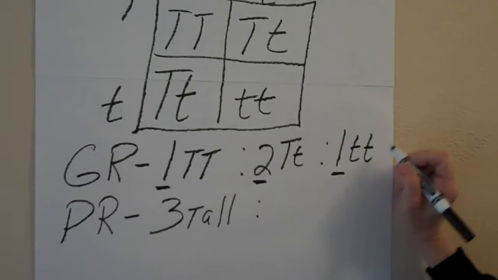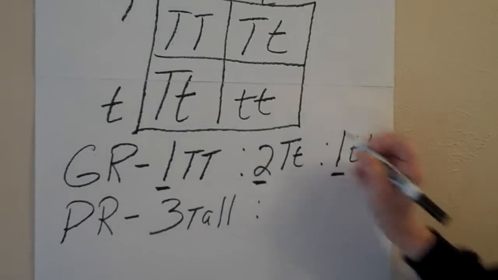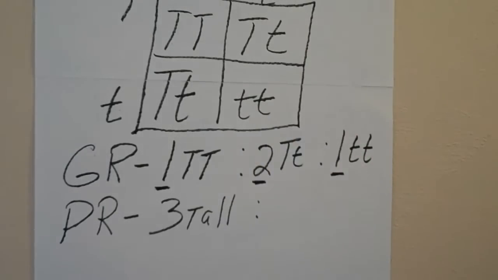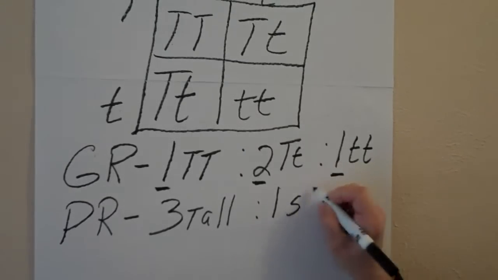Our recessive phenotype, we have one, which has no dominant allele. We're going to assume that that one, its phenotype would be short, so we'll say one will be short.